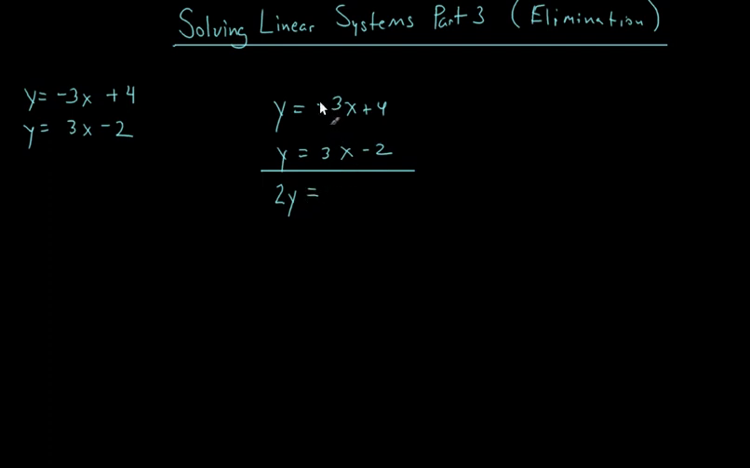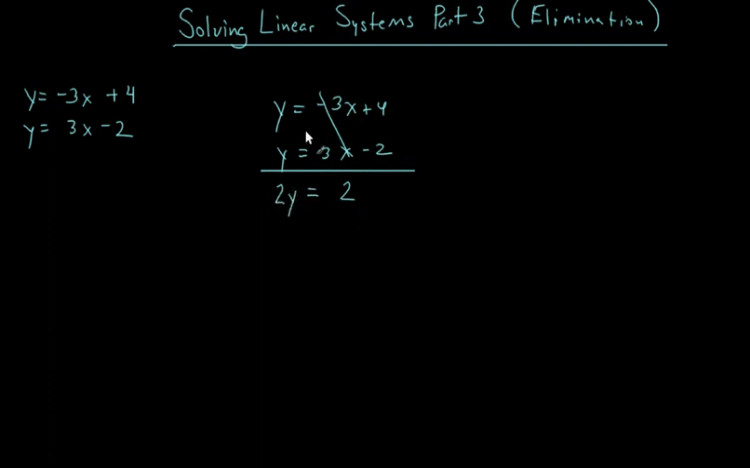The next thing is we have negative 3x and a positive 3x. If we add them together, a negative 3 and a positive 3 cancel each other out, and so these go away. Last but not least, we have the positive 4 and the negative 2, and if we bring these together, we get 2, or 4 minus 2. The other way to look at it would be 4 plus a negative 2, which is the same as 4 minus 2, and that equals 2.